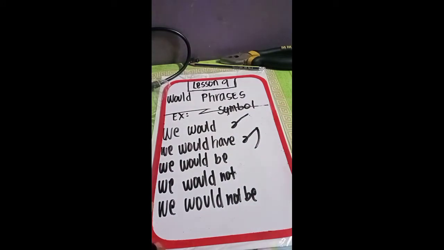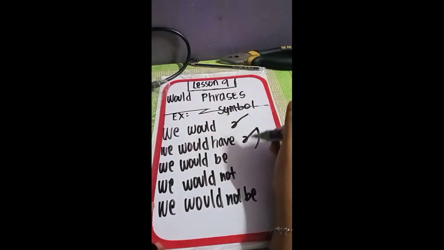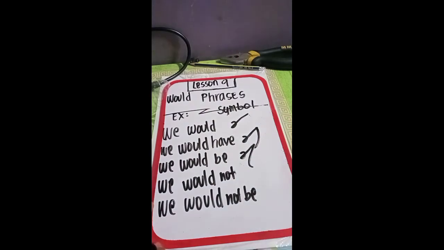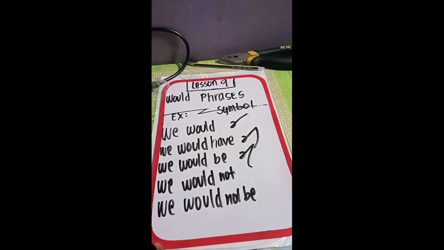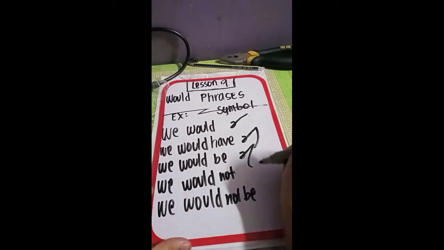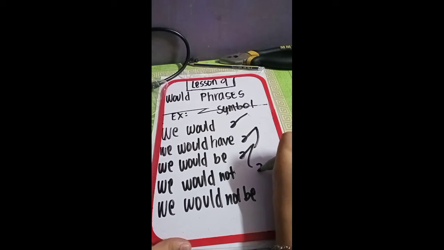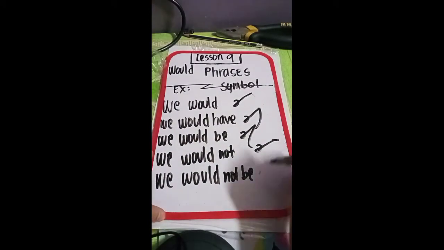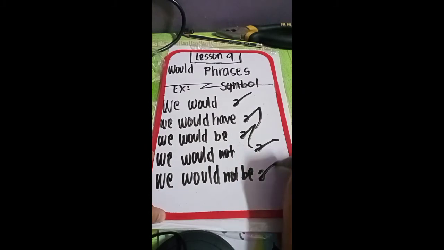Next is "we would be." U, I, then D symbol, then the B symbol, which is like that. Next is "we would not." U, I, D, then the N symbol. Next is "we would not be." U, I, D symbol, then the N symbol, then the B symbol.